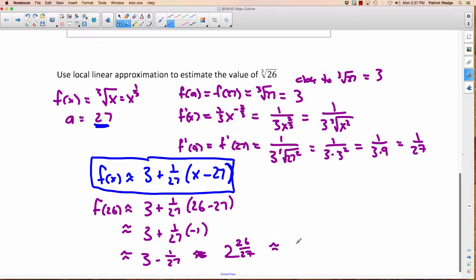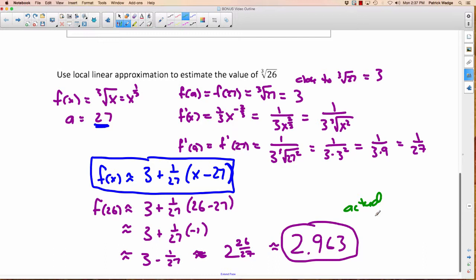And why don't we write that as a decimal? If you do 26 divided by 27, you're going to get 2.963 if we do it to 3 decimal places. And this is our answer. Want to know the actual? I'll put the actual to 4 decimal places. And if you go to 4 decimal places, you'll get 2.9624. Again, very, very close to the actual answer.